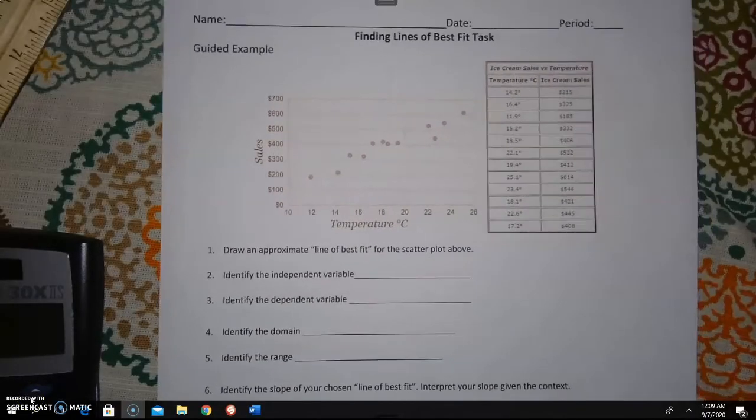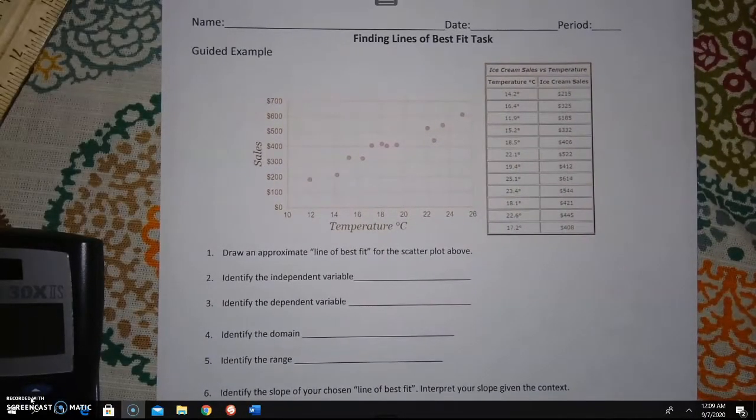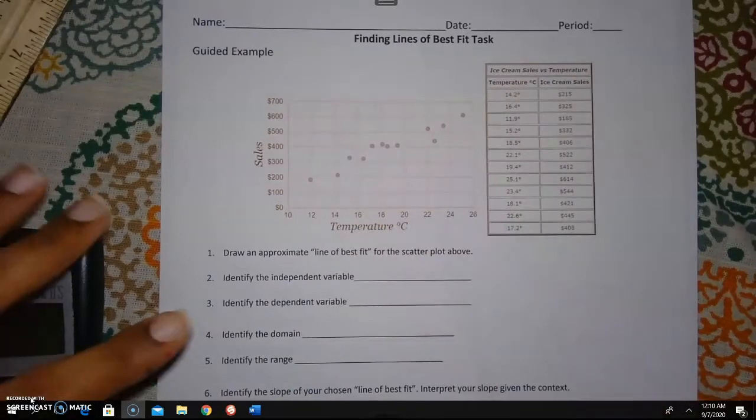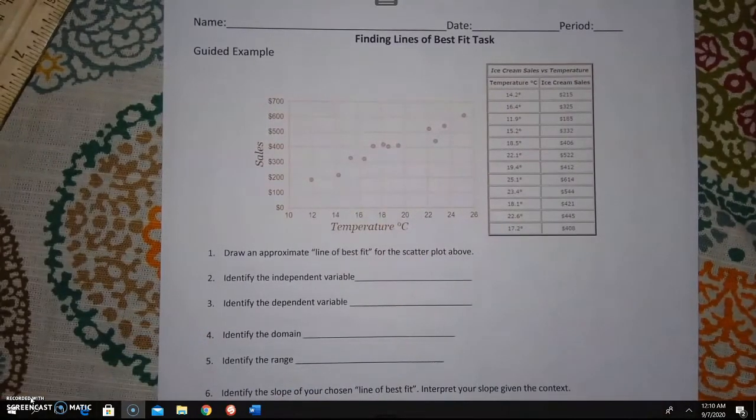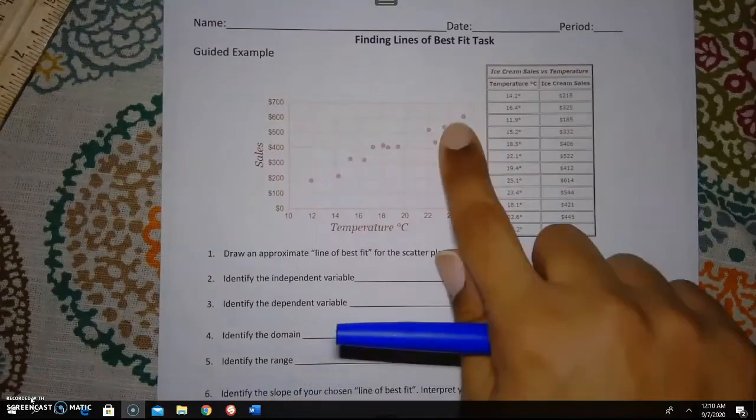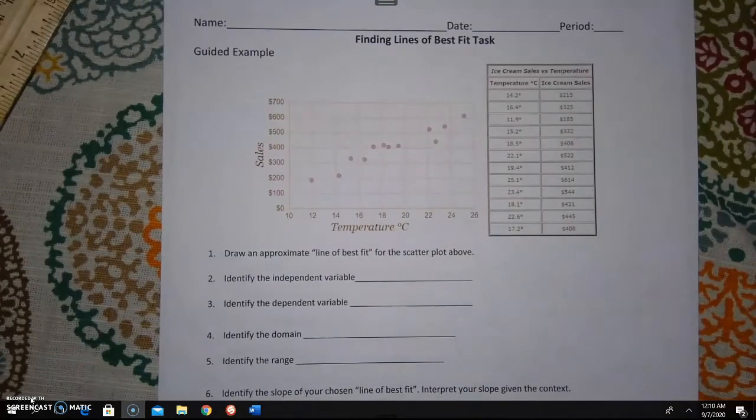All right, so the focus of this lesson is on finding lines of best fit. Now, our objective here is to create a line that will approximate the data in this scatter plot. So let's take a look at what we have here.